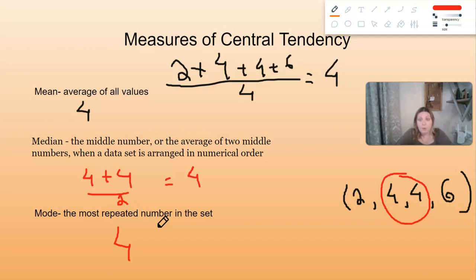So what I want you to do next is, first, I want you to think about this and tell me, which one is the most useful measure? The mean, the median, or the mode? And tell me why. Go ahead and put it on the discussion board. Okay?